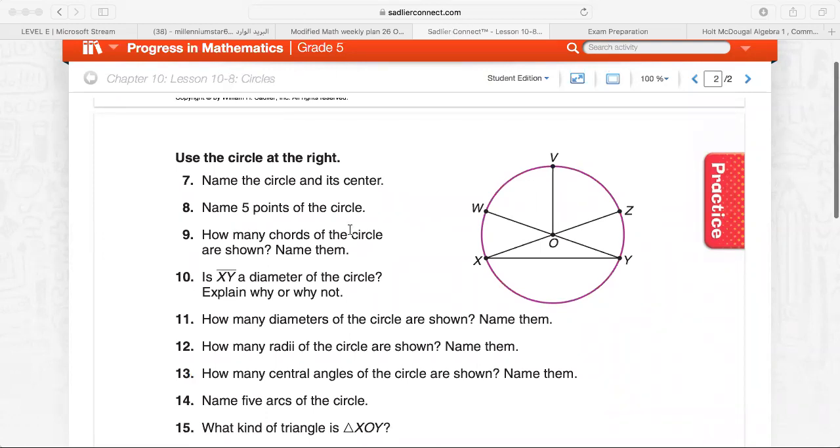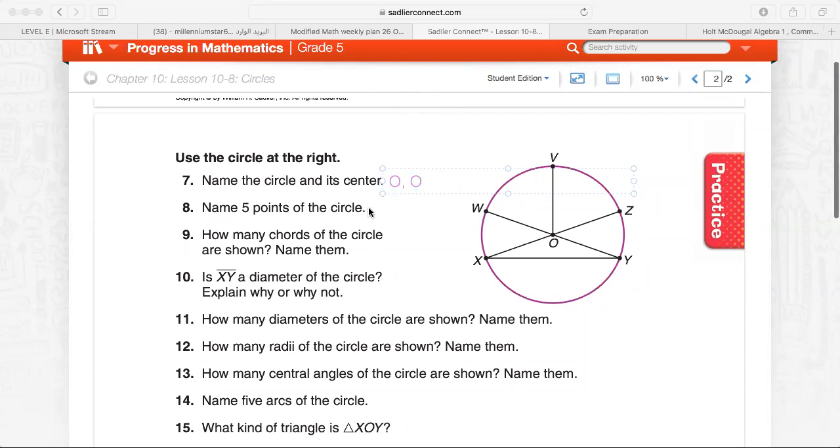Who's going to answer? Name the circle and its center. Yes, Sarah, answer. The circle will be circle O, and the center will be point O. Yes, the center is called O. Why? Because the circle is named by its center. Page 339. The next page we're going to answer.